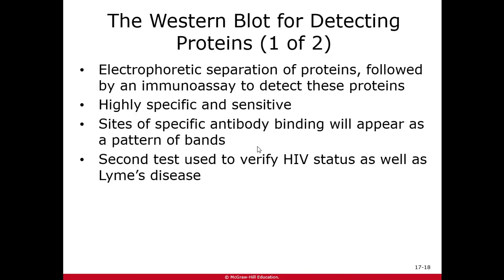Now, a lot of times a Western blot isn't done all the time. It's mostly because it's kind of pricey, which means it's kind of expensive. And if we've got other faster, easier, cheaper methods for detecting, we usually do those. But we do usually use the Western blot as a second test for HIV. It's kind of the confirmation test for HIV as well as for Lyme disease. So this is showing how we can separate them out.